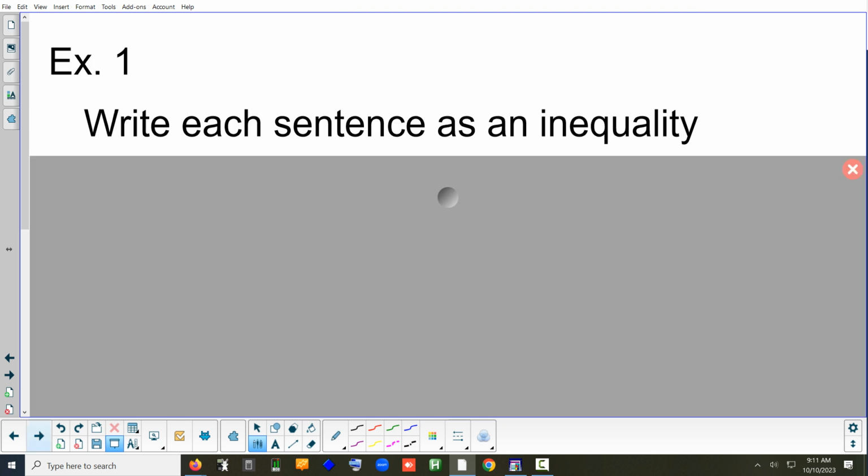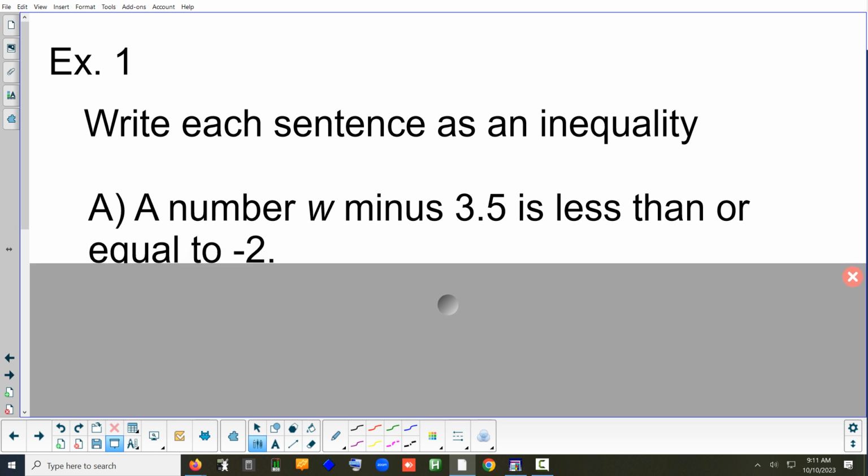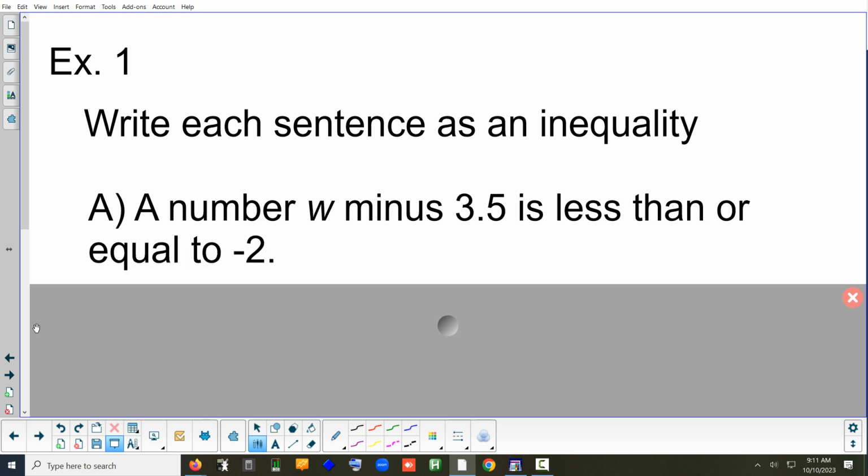All right, so let's try this one. It says, write each sentence as an inequality. So remember, an inequality has 3 parts to it. You've got something on the left, then you've got one of these 4 symbols, not all 4 of them, but one of them in the middle, and then you have something on the right. So something on the left, symbol, something on the right. Let's see if we can break down the sentence and figure out what the left part is, the middle part, and then the right part.